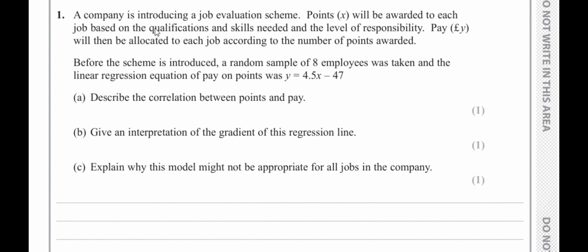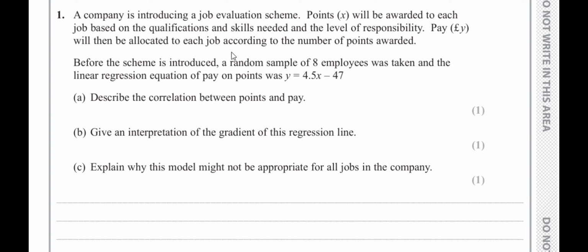Question 1. A company is introducing a job evaluation scheme. Points X will be awarded to each job based on the qualifications and skills needed and the level of responsibility. Pay, that is Y pounds, will be then allocated to each job according to the number of points awarded. Before the scheme is introduced, a random sample of 8 employees was taken and the linear regression equation of pay on points was y is equal to 4.5x minus 47. Describe the correlation between points and pay.